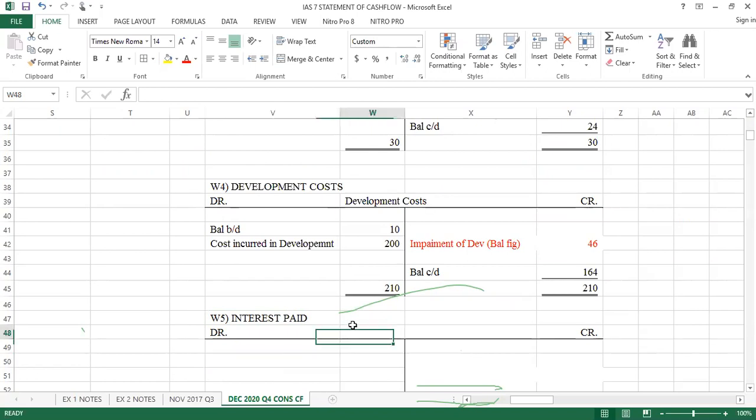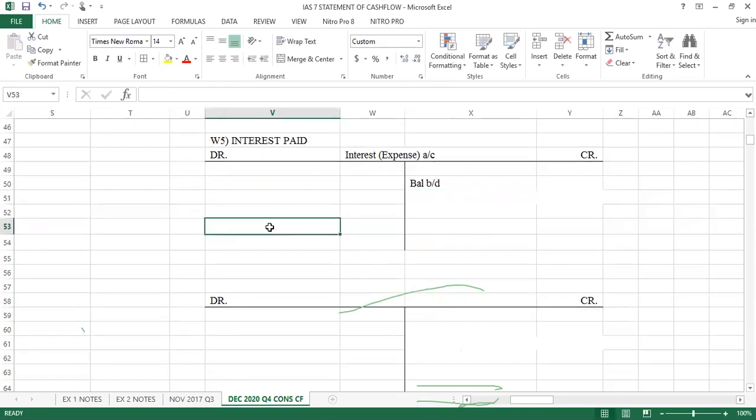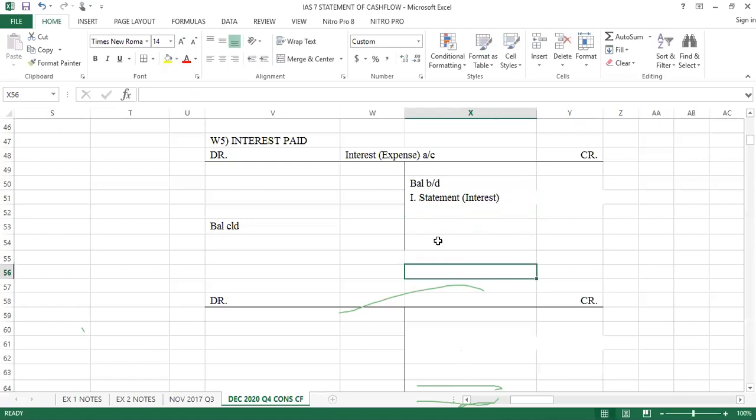Remember, interest paid is an expense. How do we post expenses? Accrued expenses are posted on the credit side: opening, closing, balance carried. Once you remember the format, it is very easy to practice. And then the interest in the income statement, you also post it. So let's go for it: opening interest, closing interest, and the one in the income statement.